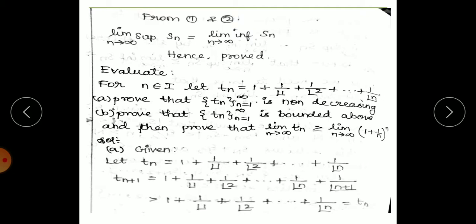Tn is non-decreasing. We are going to prove it. Given that Tn equals 1 plus 1 by 1 factorial and so on, likewise as they have given. Now Tn plus 1 can be written as 1 plus 1 by 1 factorial, 1 by 2 factorial and so on up to 1 by n factorial plus 1 by n plus 1 factorial, which is greater than or equal to 1 plus 1 by 1 factorial and so on up to 1 by n factorial, which is equal to Tn. Yes, Tn plus 1 is greater than or equal to Tn.